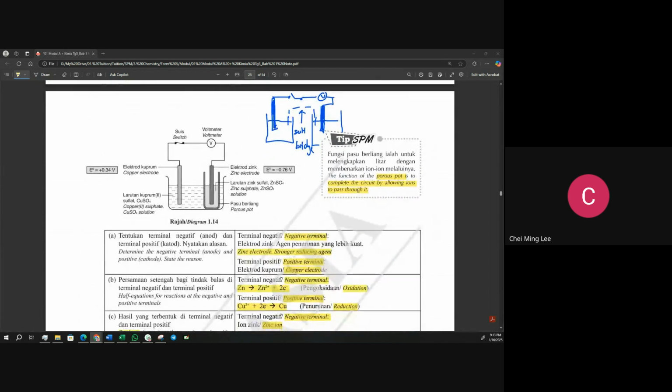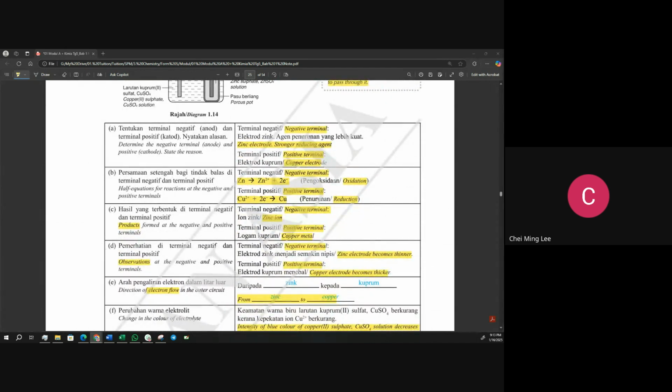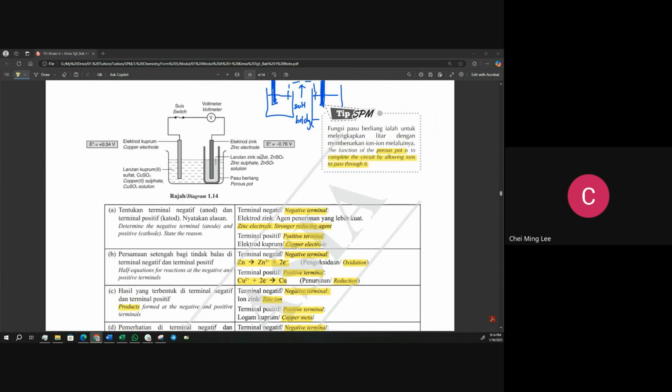All right, so let's continue. Like always, what we did just now. First, the negative terminal will be the zinc electrode because it's a stronger reducing agent, compared to the zinc sulfate. Zinc is stronger than hydrogen. The positive terminal is the copper electrode.